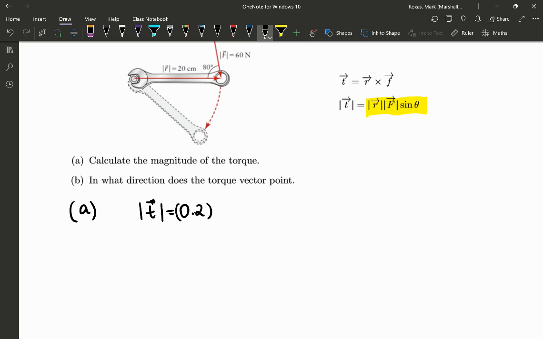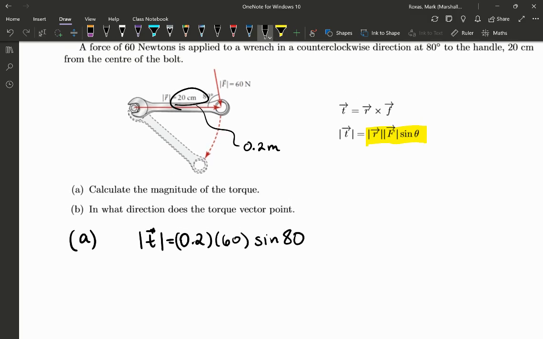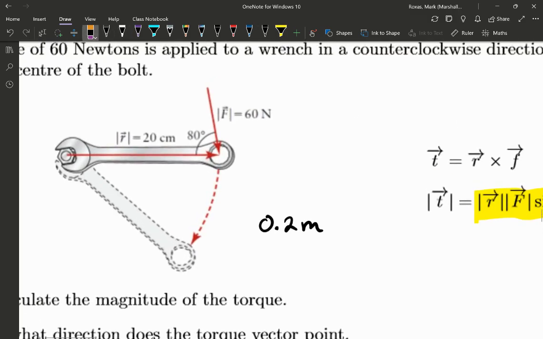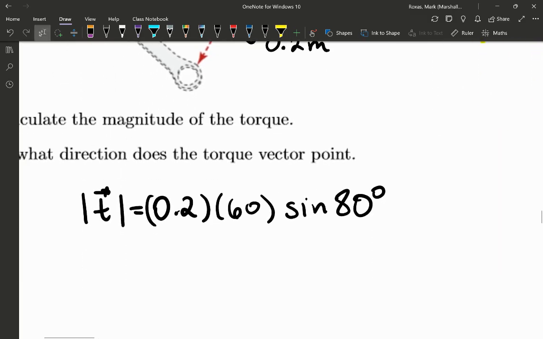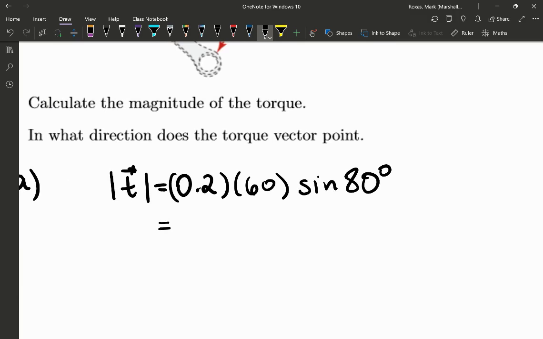So for part A, the magnitude of the torque is equal to 0.2, which is the length of r. I'm converting 20 centimeters to meters, so 20 centimeters is 0.2 meters, times 60 times the sine of the angle between the two vectors, which is 80 degrees. You can see in the diagram it's 80 degrees, and even if you were to draw them tail to tail, that angle is 80 degrees. So the sine of 80 degrees, and when I calculate that, the answer is 11.8 newton meters.